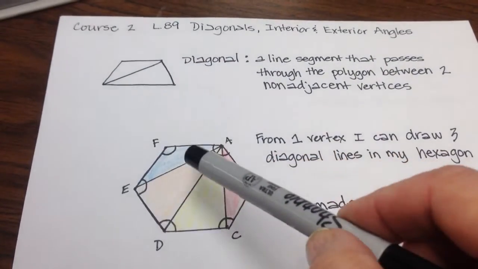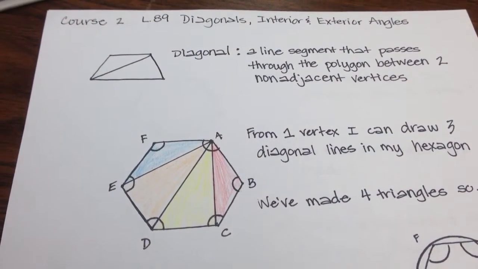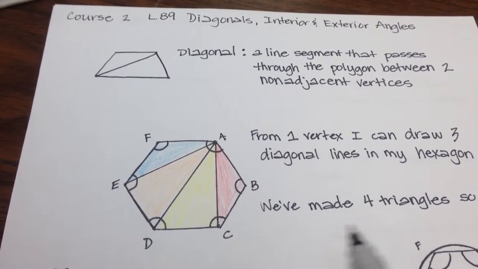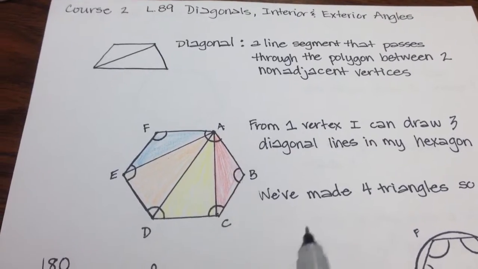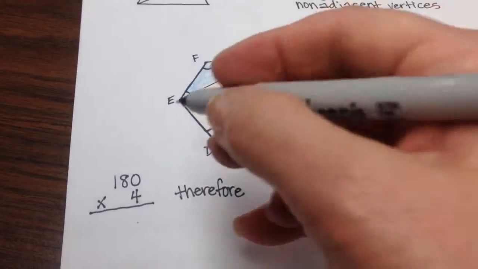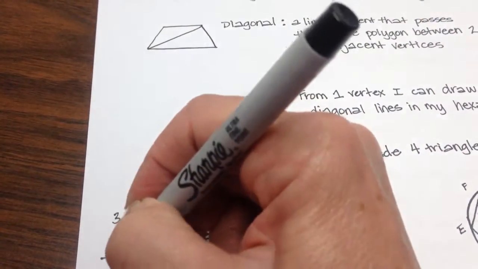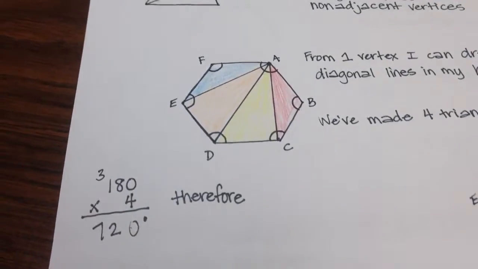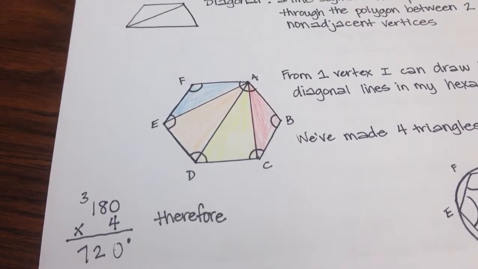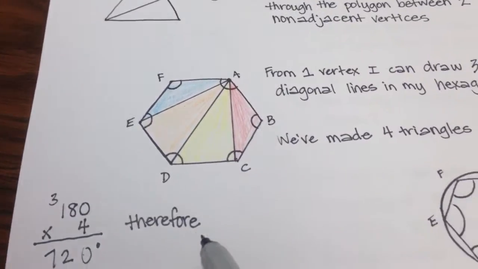Well, what's the sum of the angles in a triangle? 180, right? You should know that. So then, how many triangles do I have? Well, I just said I had 4. So what's the sum of all my angles? I simply take 180 times 4, which would be 720 degrees in a regular hexagon. All the angles will add up to 720 degrees. Well, so what?